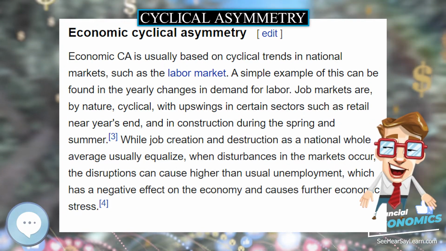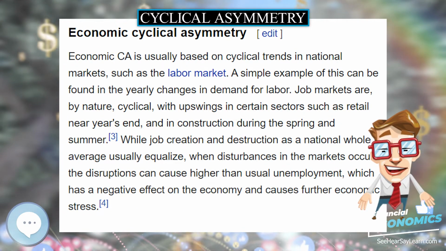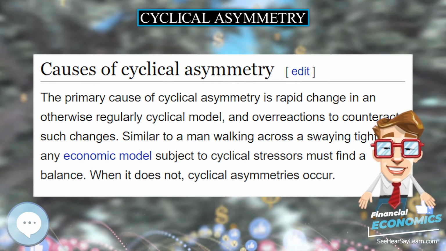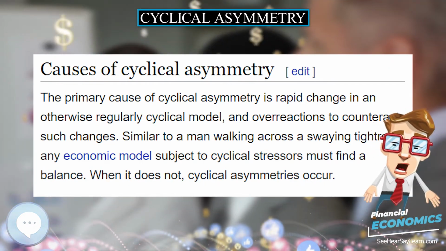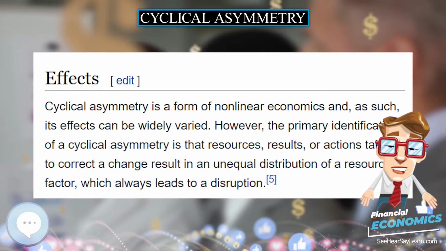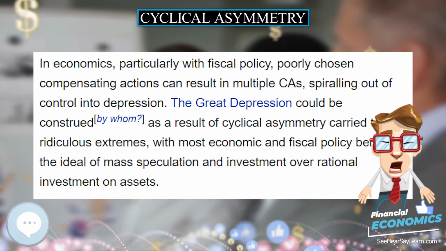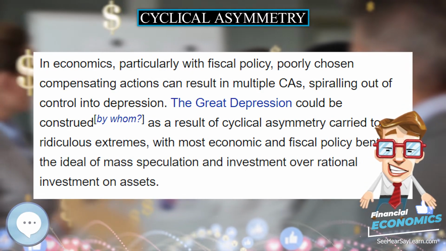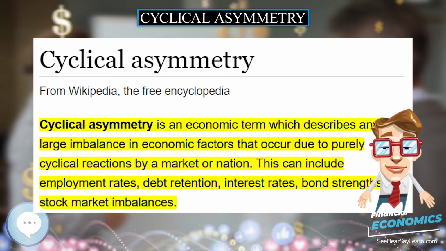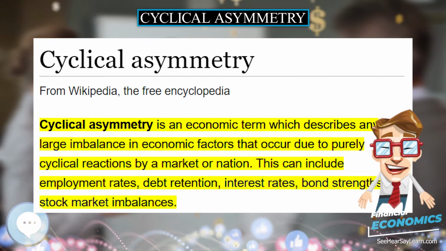Economic cyclical asymmetry. Economic CA is usually based on cyclical trends in national markets, such as the labor market. A simple example of this can be found in the yearly changes in demand for labor. Job markets are, by nature, cyclical, with upswings in certain sectors such as retail near year's end, and in construction during the spring and summer.